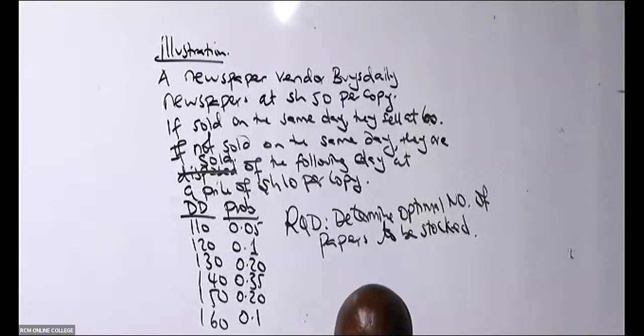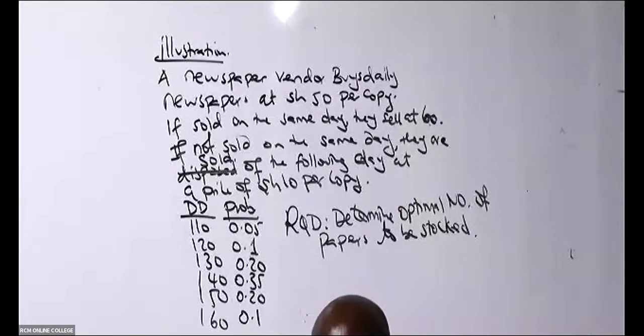Perishable items are single period items whose demand is based on time, i.e., once their time lapses, then these products will no longer be needed. And then we have an illustration.